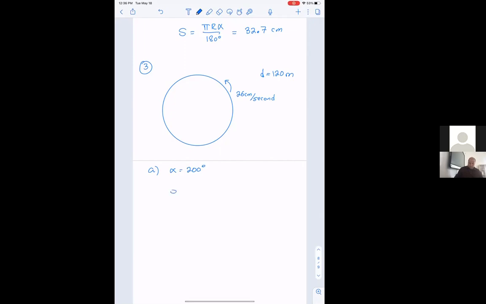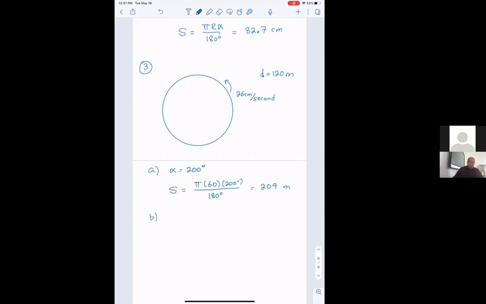then what is the length of travel? Now you travel along the arc. Because you're traveling along the arc, we want the arc length. Well, it's pi times r, which is 60, because d is 120, so r is 60, times 200 degrees divided by 180 degrees. So pi times 60 times 200 divided by 180 gives me, in meters, to 3 sig figs, 209 meters.